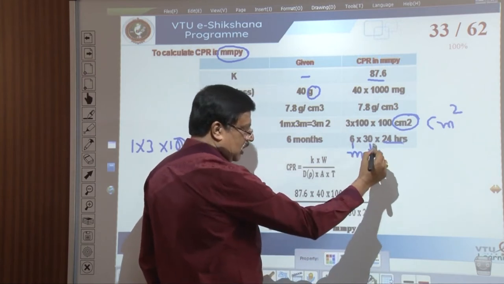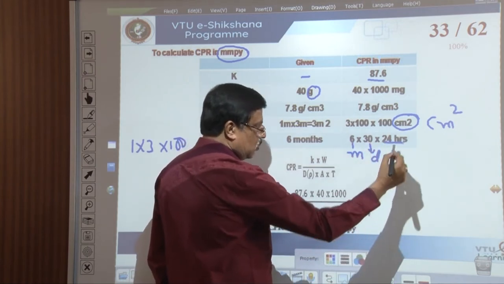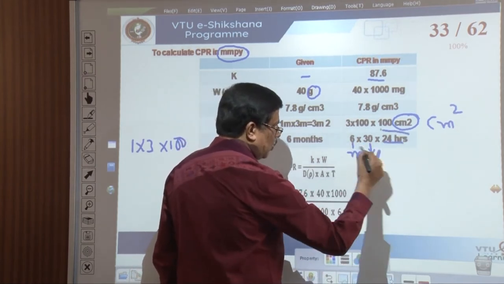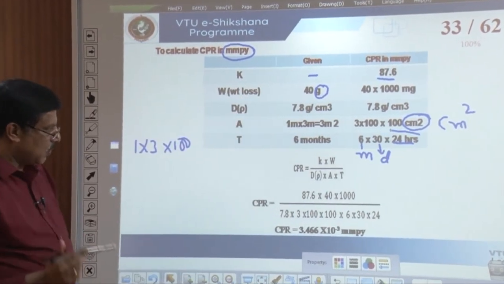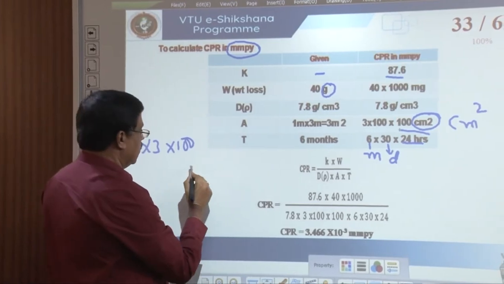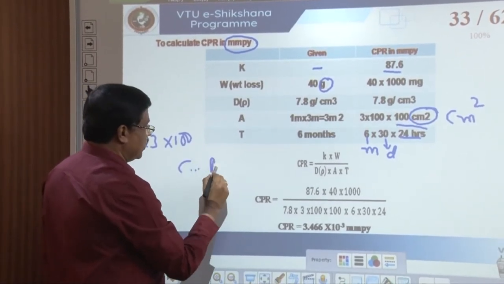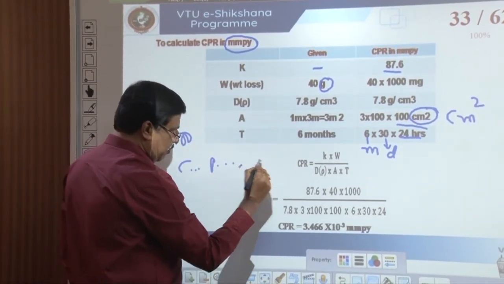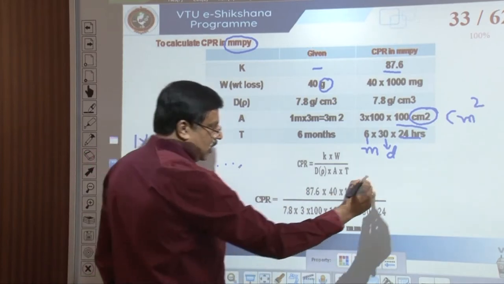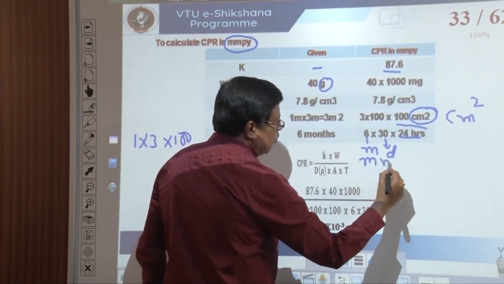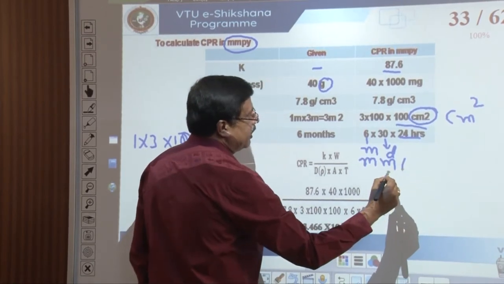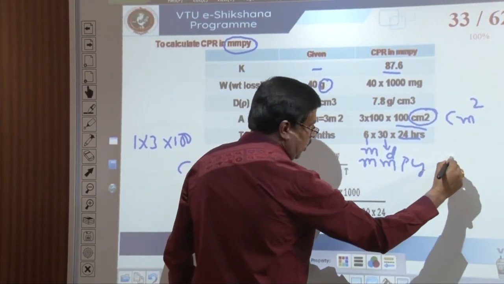So 6 months into 30 days per month, 30 days into 24 hours. This is the value for T. How to do that? Using this table, you have to substitute the value: corrosion penetration rate, CPR, is equal to this. You will get it, and you have to write it in millimeter per year. Millimeter per year, you will get 1 mark.